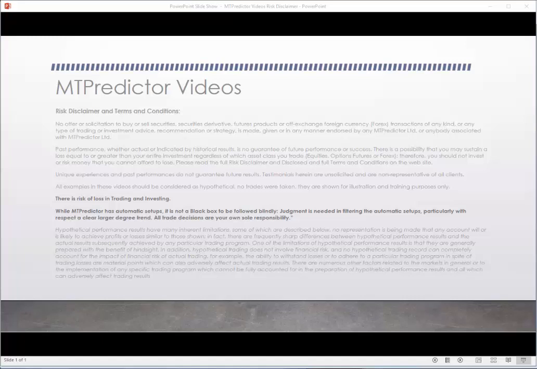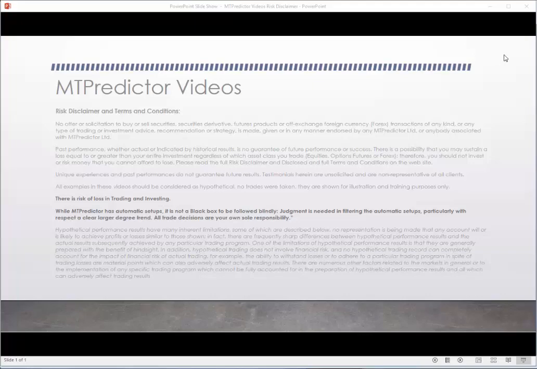But as usual, let's start with our risk disclaimer and remind you that all examples in these videos should be considered as hypothetical. No trades are actually taken, they're just shown for illustration and trading purposes only. Remind you there's a risk of loss in trading and investing. This is very important, particularly with cryptocurrencies because they're very volatile. So remind you that there's always a risk of loss in trading and investing. Or put another way, all professional traders know and understand, and more importantly, accept that losses can and will and do unfold.